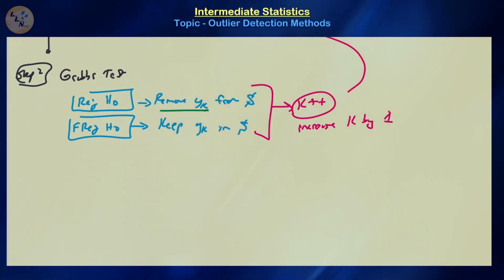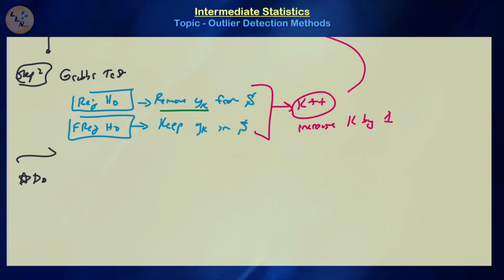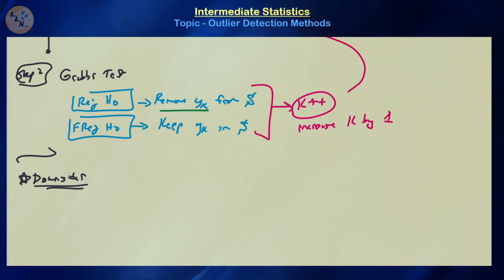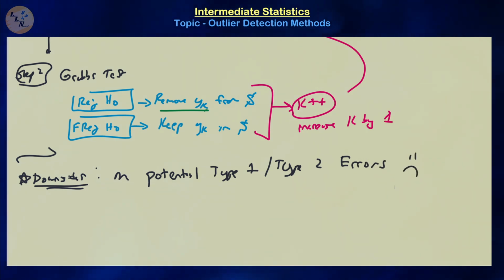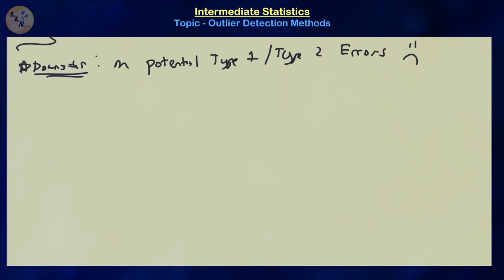So the downside is what? Remember, there has to be downsides to this. Notice if you start removing things, your standard deviation is probably going to change as well, right? So there are a tower of issues, but there's m potential type 1 and type 2 errors. That's really bad. Same or similar downsides to pairwise comparisons. So the good question is, is there a better alternative?